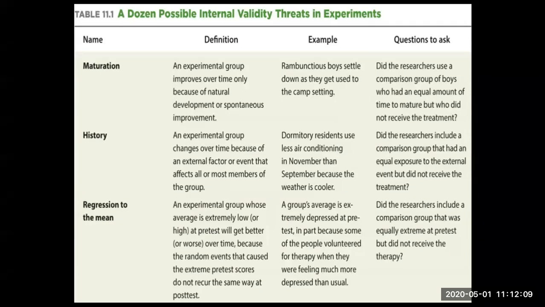So again, if you're looking at a group, the average for this group of depressed people is extremely depressed at the pretest. And that could be because some of the people volunteered when they were at their most depressed. And they volunteered for therapy when they were feeling much more depressed than usual. Maybe they feel that their normal depression is easy to handle, but when it became a little too much, they're like, oh, it's time to sign up for this study. So again, was it that the cognitive therapy worked, or was it simply that they were just not quite as depressed, right?